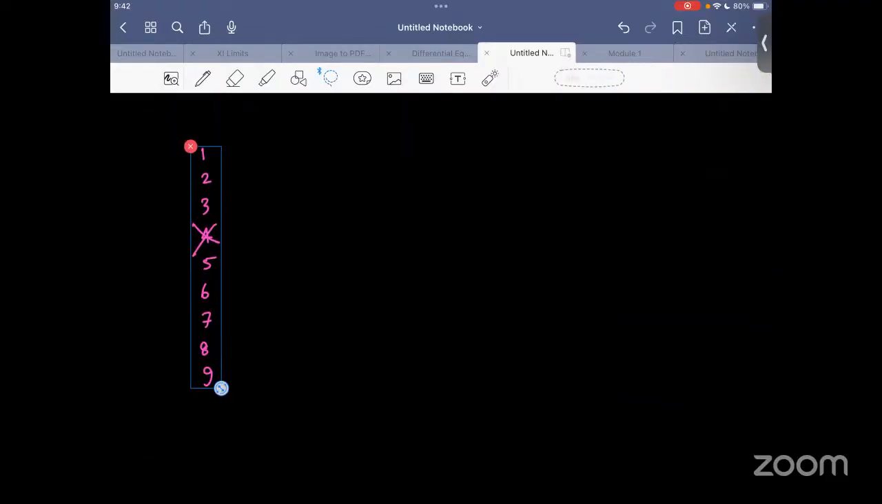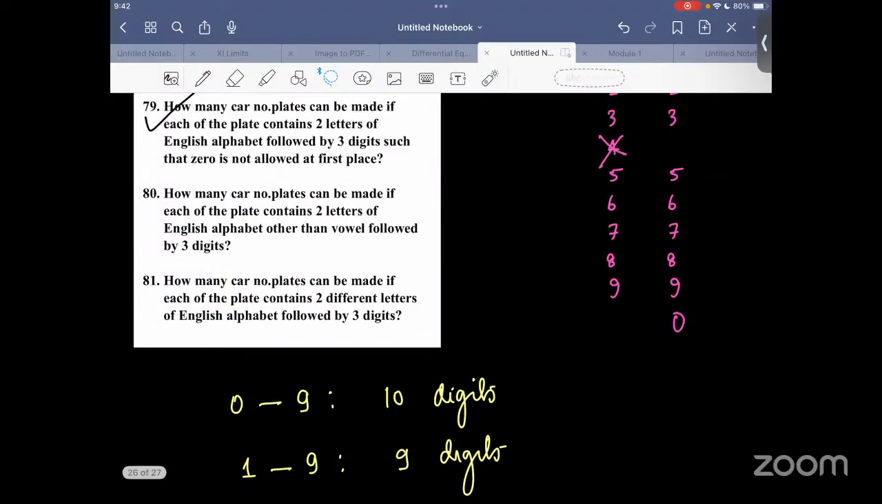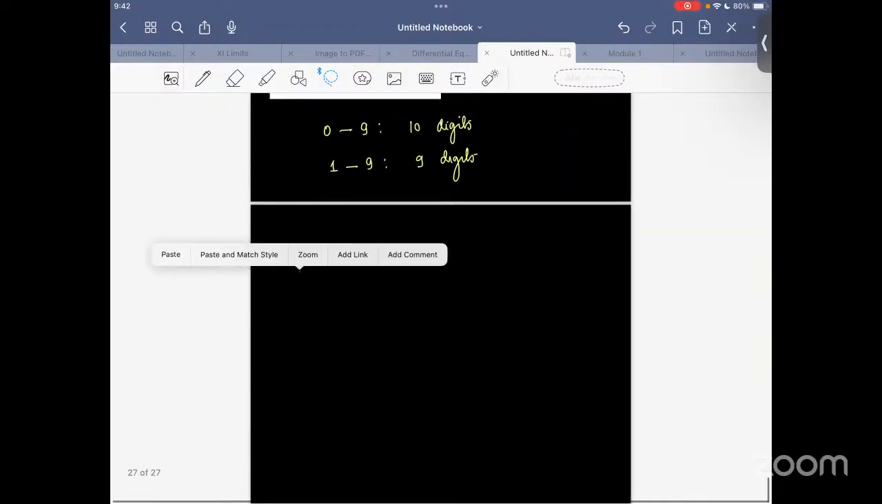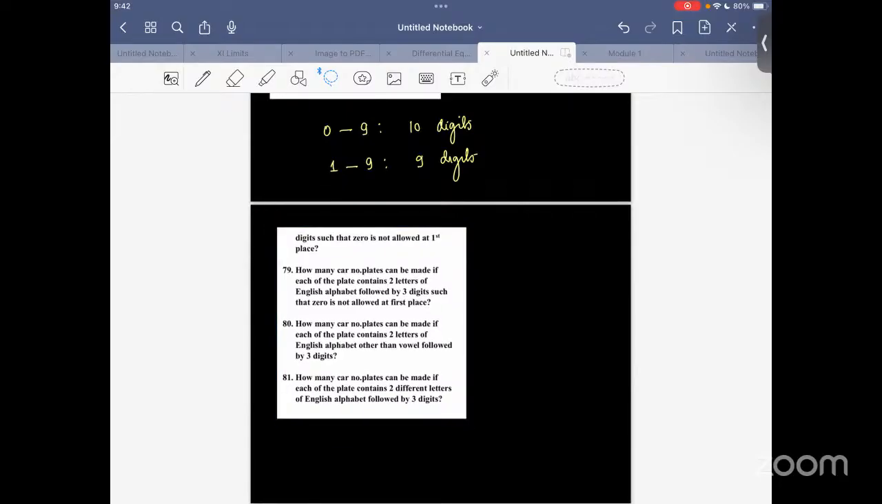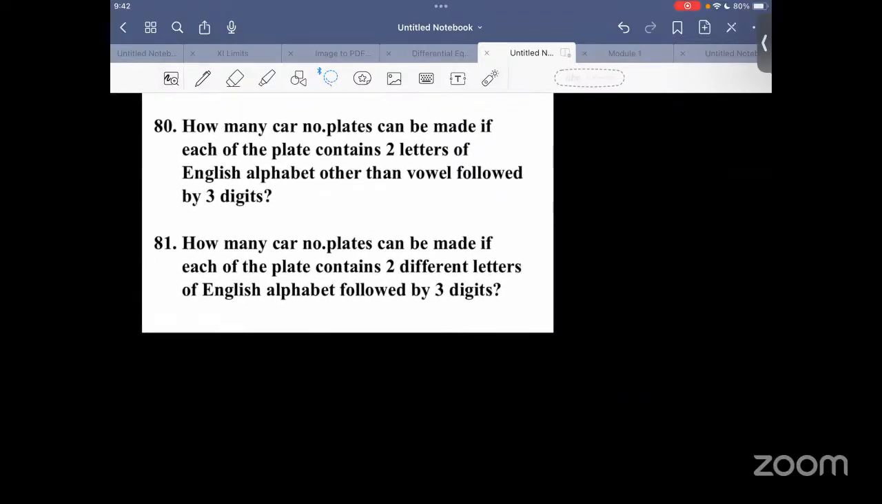Do question number 80. How many car number plates can be made if each of the plate contains two letters of English alphabet other than the vowel followed by three digits? थ्री डिजिट्स. रिपीटेशन नॉट अलाउड करो.